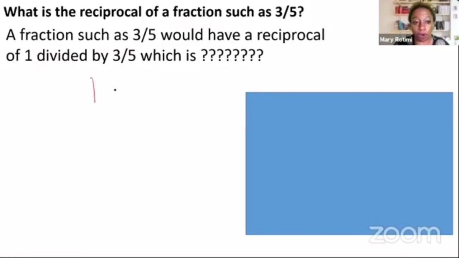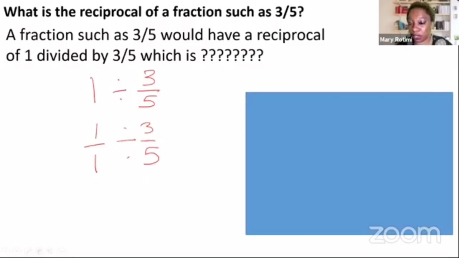So you're going to do 1 divided by 3/5, which is a basic concept in maths. Now, remember, every whole number is the same thing as over 1. So 1/1 is the same thing as 1 whole. So 1/1 divided by 3/5, yeah? How do you divide fractions?